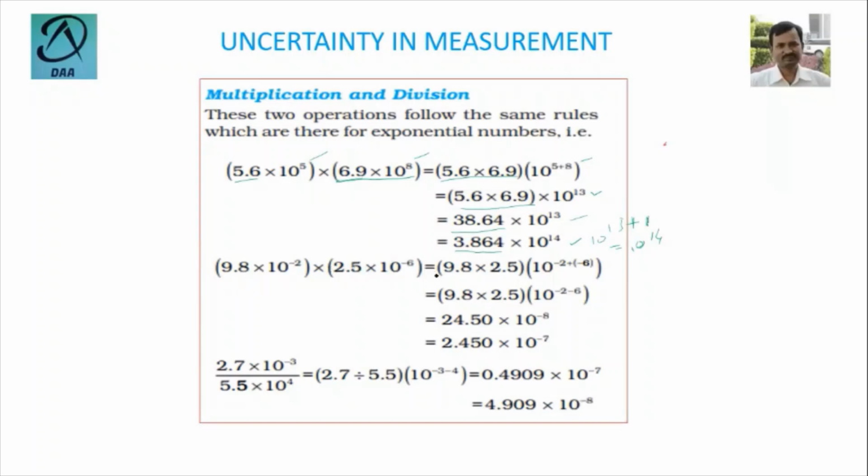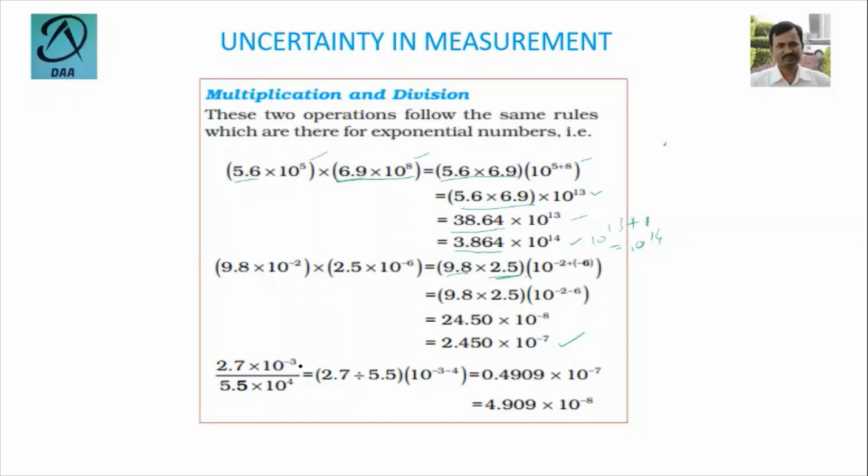First two portions you have to multiply. Here 9.8 multiplied by 10 to the minus 2, and again multiplied by 2.5 multiplied by 10 to the minus 6. Then the first two parts, that is 9.8 multiplied by 2.5, and the second part 10 to the minus 2 and 10 to the minus 6, you have to add, that means 10 to the power minus 2 minus 6, and ultimately the value will come in the same way, 2.450 multiplied by 10 to the minus 7.